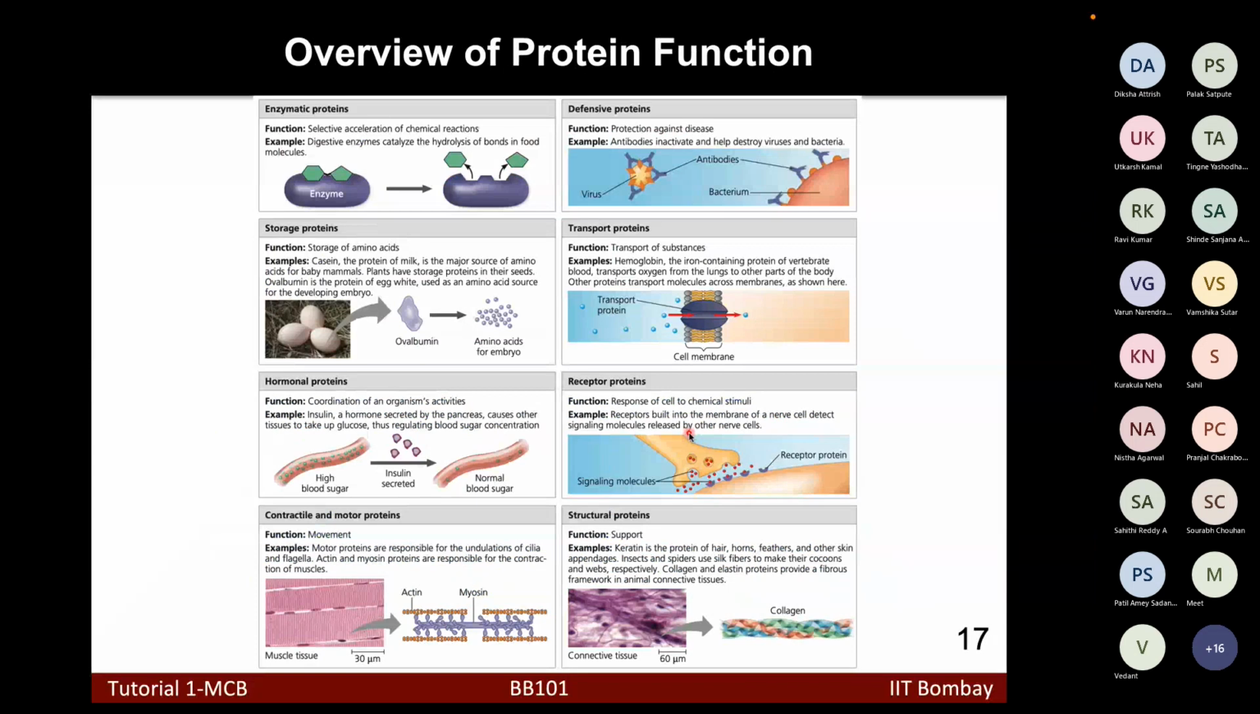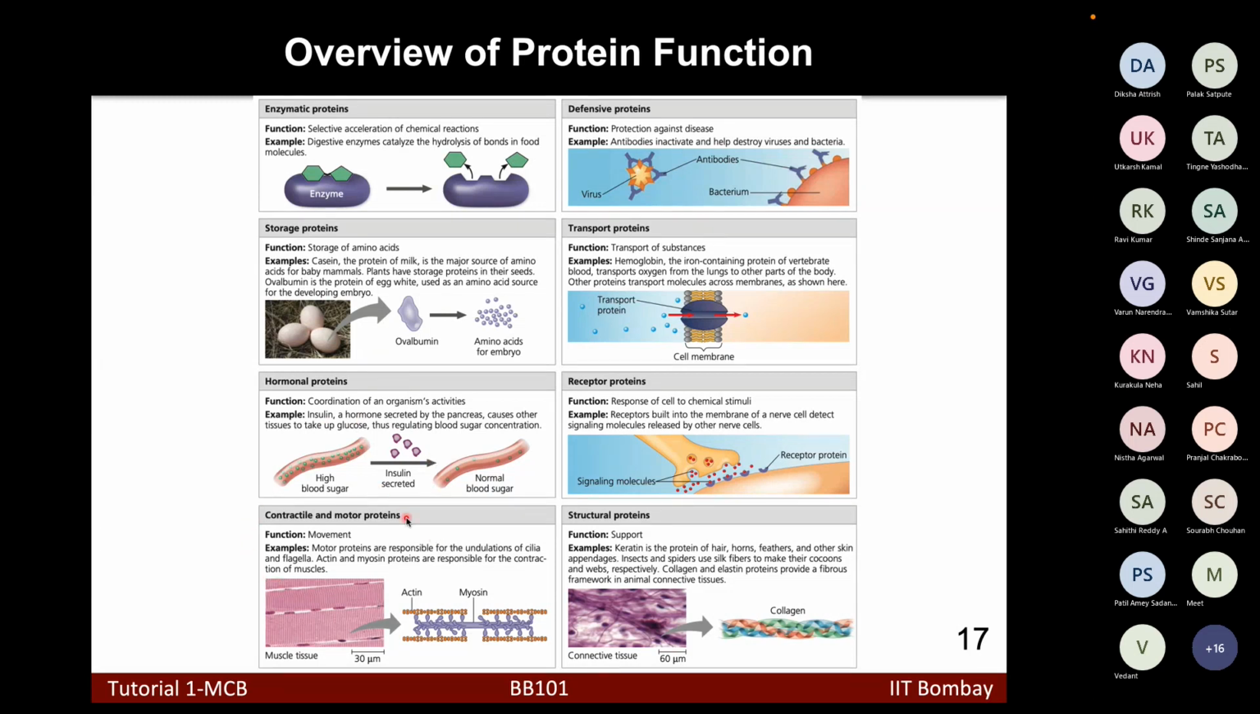So this is just a brief overview of protein function. Proteins carry out a wide variety of functions. All the enzymes in our body are proteins. Some proteins also have storage functions, such as casein in milk or ovalbumin in eggs. All the hormones in our body are proteins, such as insulin.